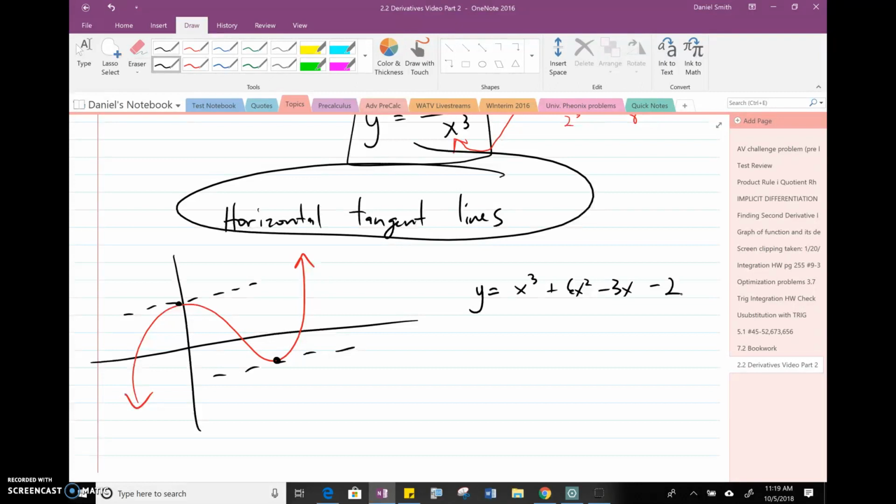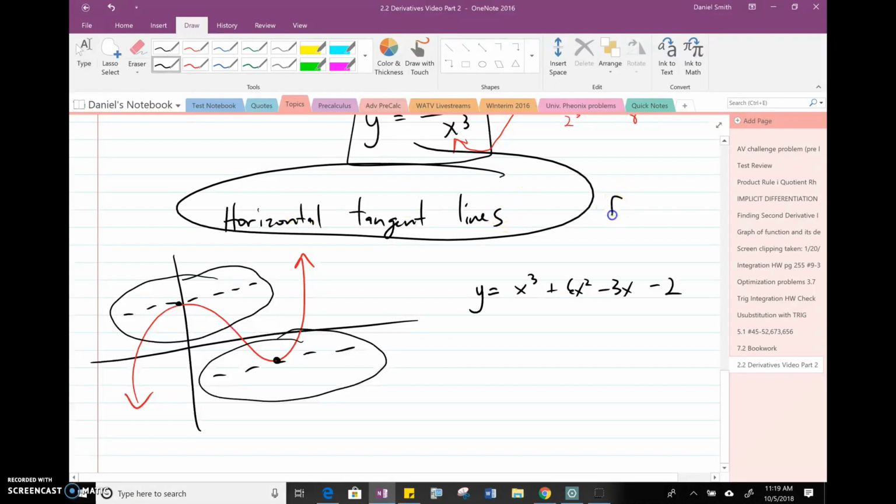Well, what is the derivative at a horizontal tangent line? What's the slope there? And what's the slope there? I'm hoping in your head you're saying 0. The slope is 0. So to find an HTL, all you have to do is set the derivative equal to 0 and solve for x. And that will give you, in this case, the 2 times where the slope is 0.